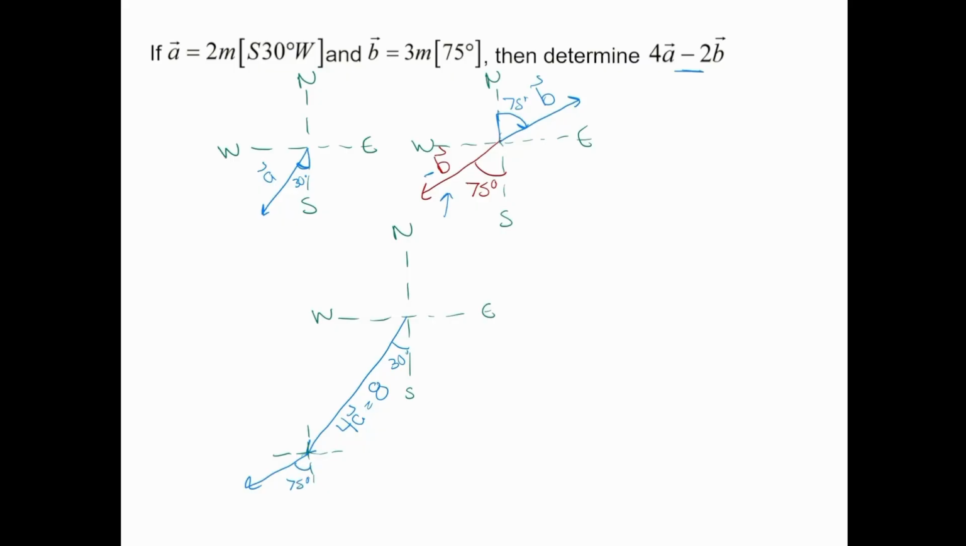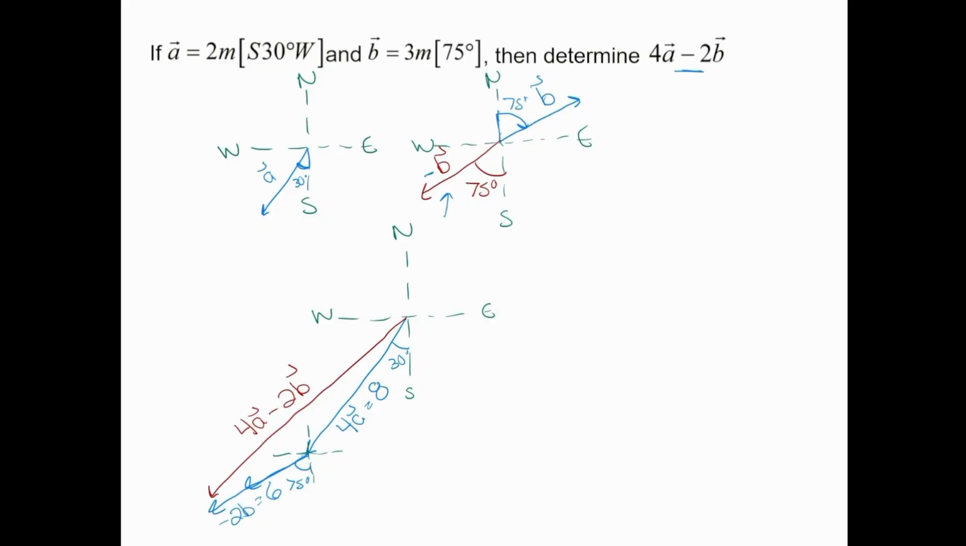And now it's 2 times b. b was worth 3. I'm actually going to draw that a little bit longer because negative 2b equals 6. So the magnitude for that is 6 meters. Sorry, I do know the units. It's 6 meters. So now our resultant vector will actually be right here. So this resultant vector will be 4 times vector A minus 2 times vector B, and that's what we're trying to find out.